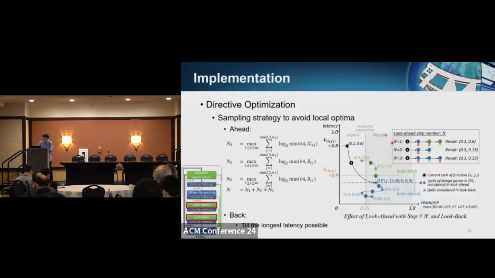So now let's say we choose this look ahead step number n to be 1, which means that you'll look for one more design point. This consumes 0.6, so it still fails. And then you try to look back. And finally, you'll stop here, at 0.6 latency and 0.3 resource utilization. If you want to spend some more time on the look ahead, then you'll probably reach a better design point like this one, 0.15 latency, with yet smaller resource utilization. It could happen because of the non-monotonic design space.